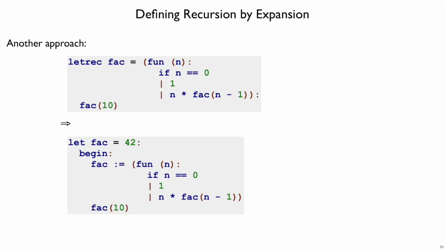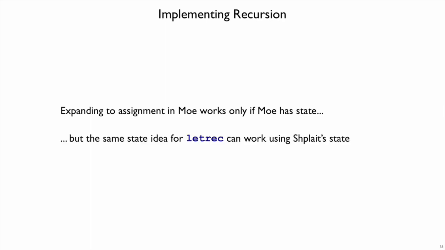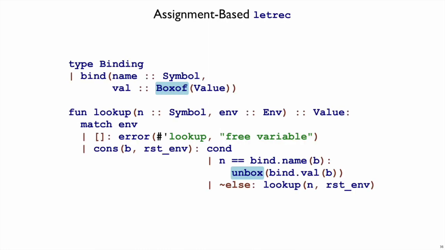Now this approach of expanding letrec to a mutable variable pattern only works if we have mutable variables, an assignment, and so on. And we explored that for a while, but we've taken mutable variables back out. And since we understand state, we can use it at the Shplait level to implement letrec, and then we know how letrec works with state in general without having to add state back to Mo. So that's what we're going to try next.